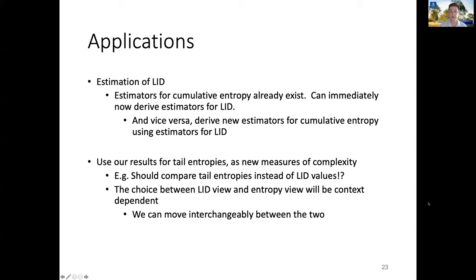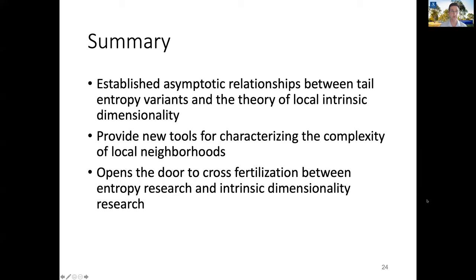In summary, what have we done? We've developed some asymptotic relationships between tail entropy, the distribution of the nearest neighbors of a query, and we've connected it to the theory of local intrinsic dimensionality. As a result, we've got some new tools for characterizing the complexity of local neighborhoods around a query, the distances from the query to its nearest neighbors. We've got new ways of characterizing what's happening there. And this opens the door to further cross-fertilization between entropy research, of which there's a very large body, and also intrinsic dimensionality research.